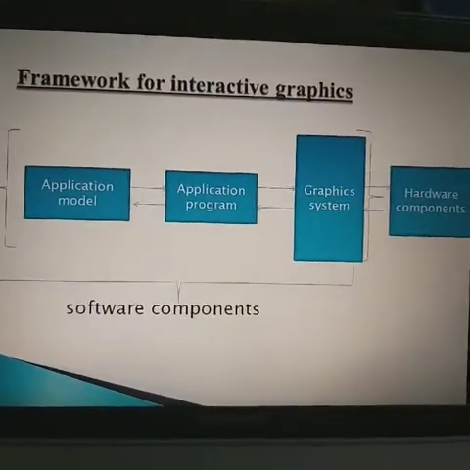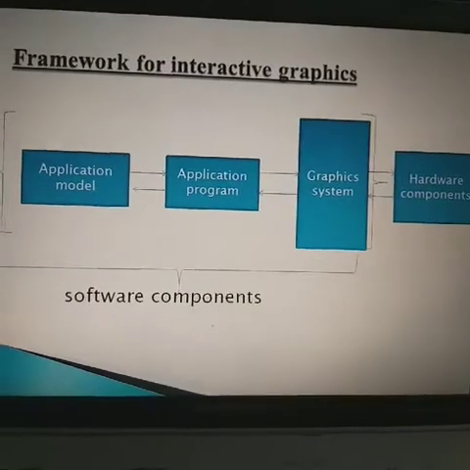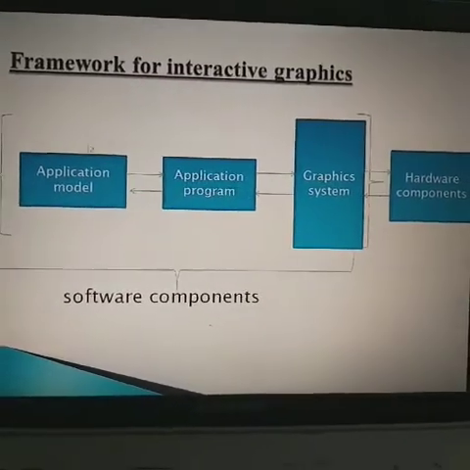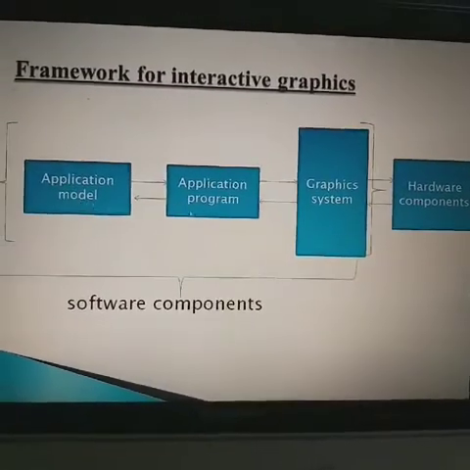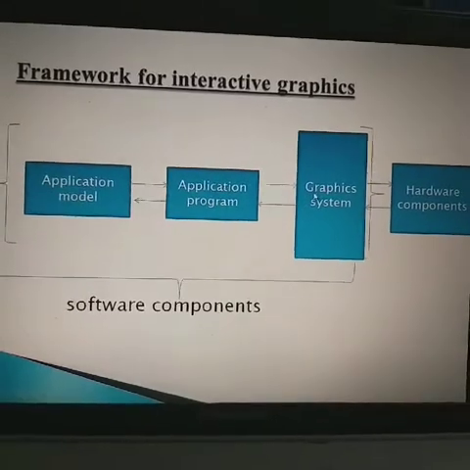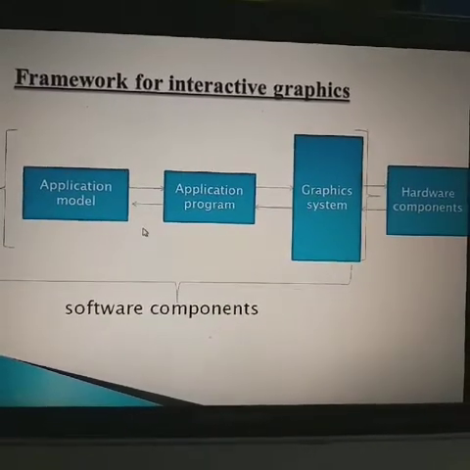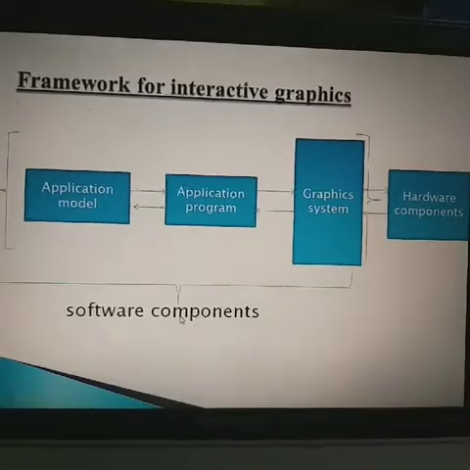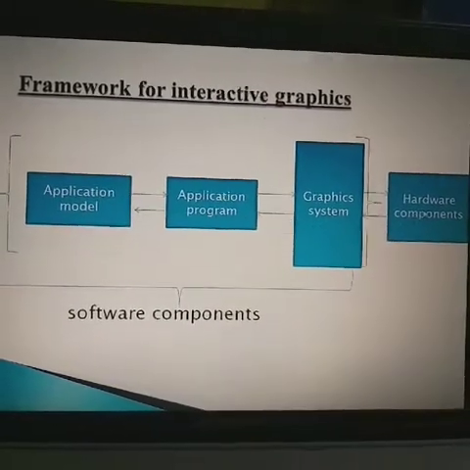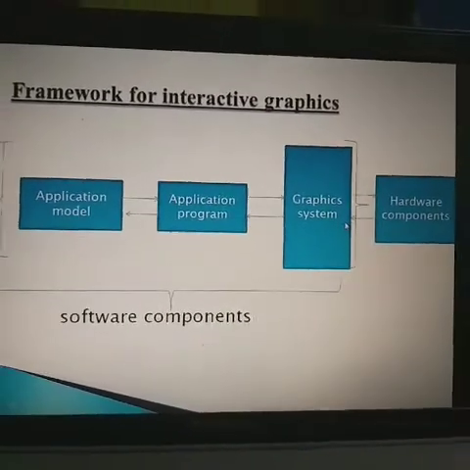So this framework is also described as: first, the application model; second, the application program; and third, the graphics system. These all three components are part of the software component, which may receive information from the hardware component.